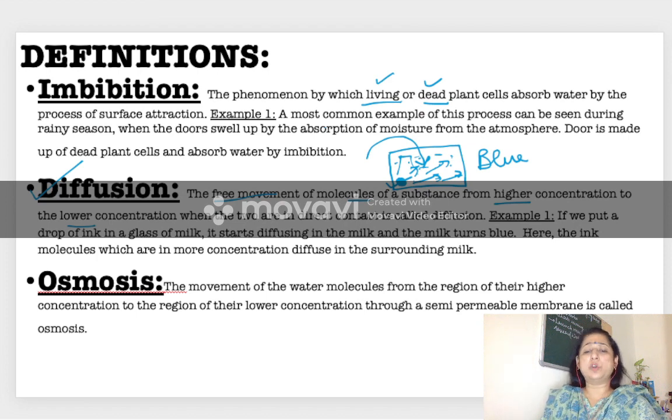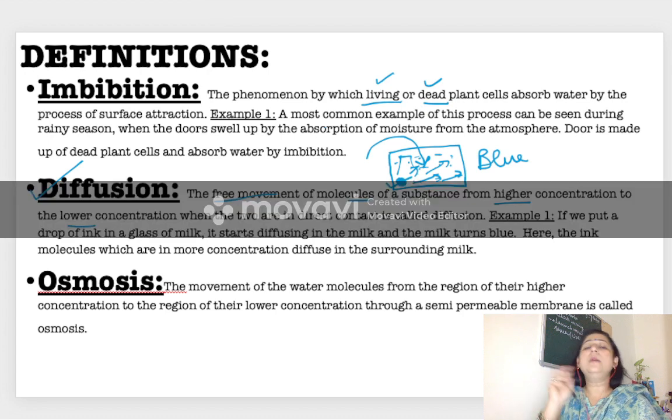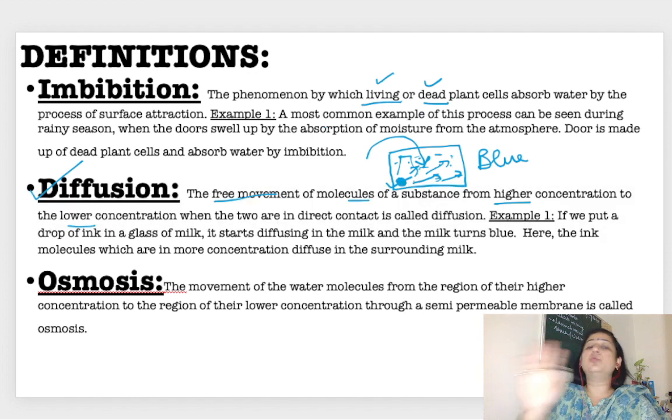Now, I have already given you an example, the ink in milk, or a very common example which we see in our houses also, is when you burn incense sticks, or for example if you spray a room freshener in one corner of the room, the whole room will have that smell, that fragrance. Why? Because due to diffusion, the molecules of that perfume have spread throughout the room. So this is diffusion.